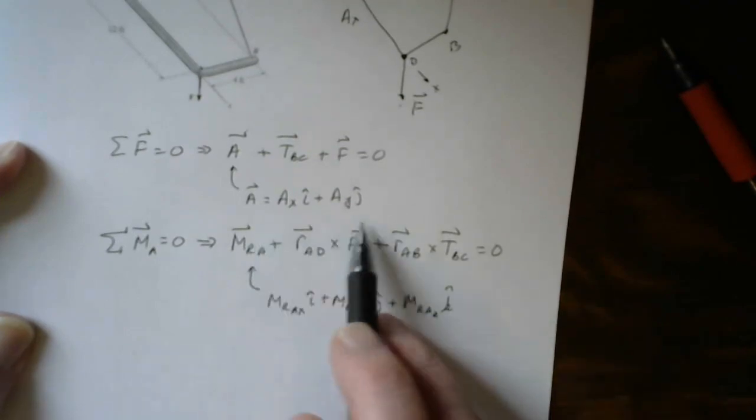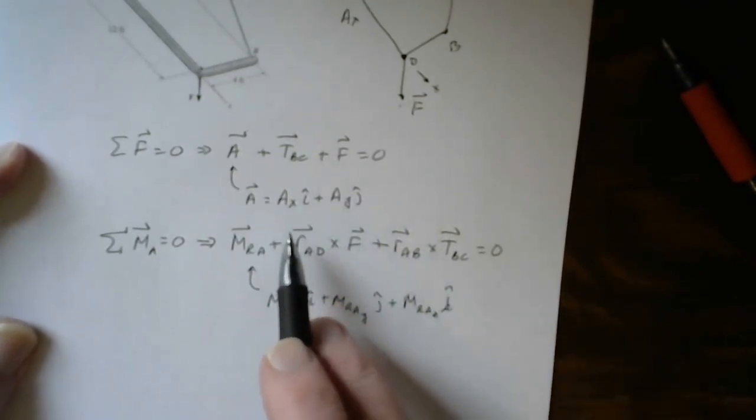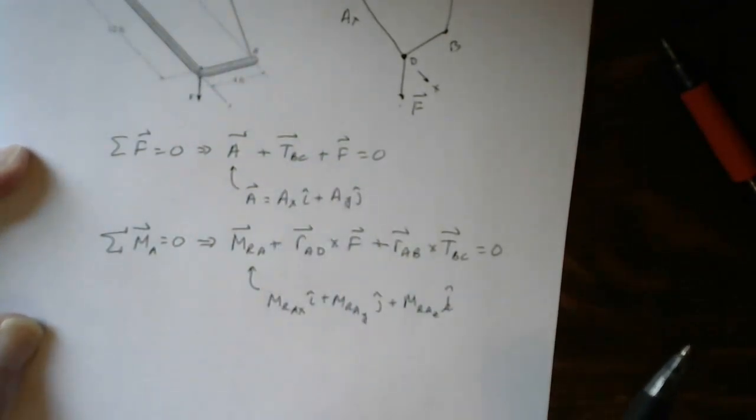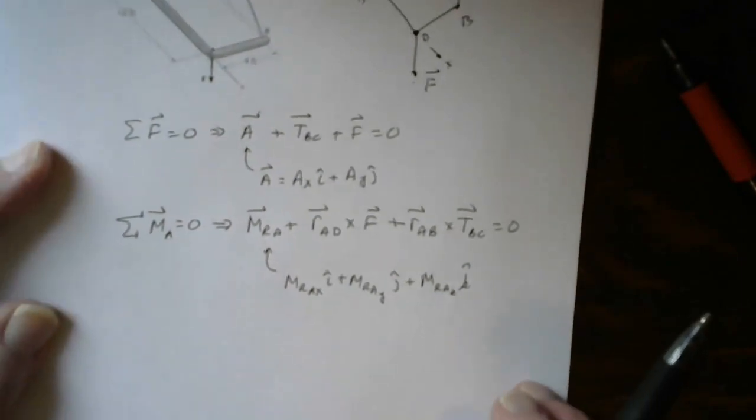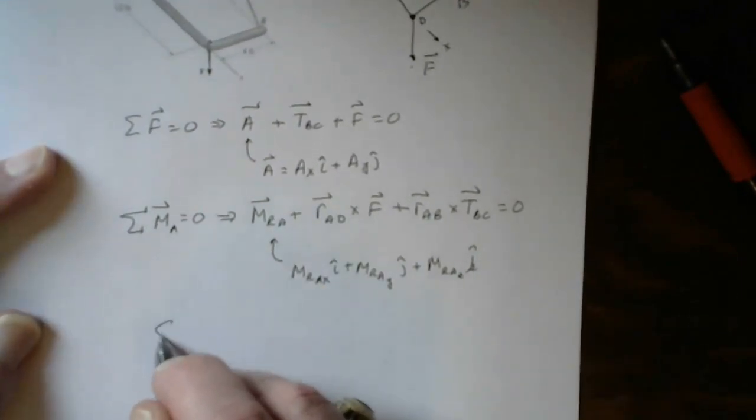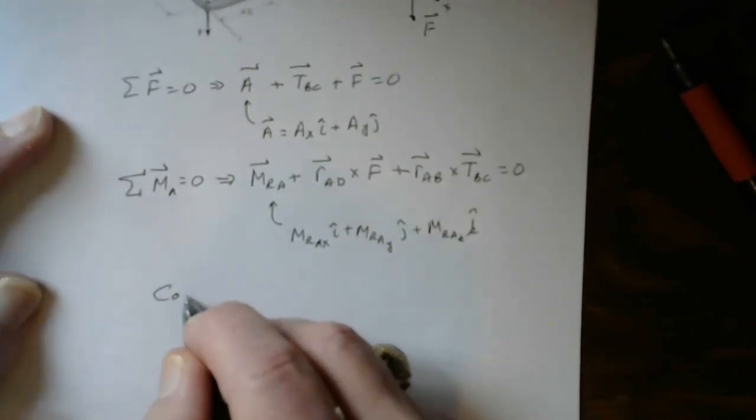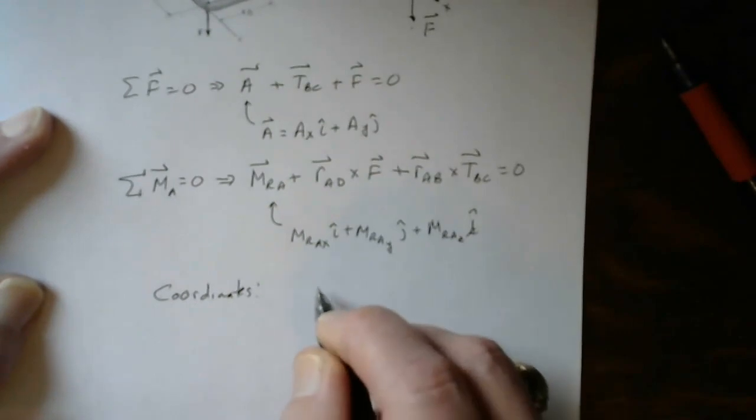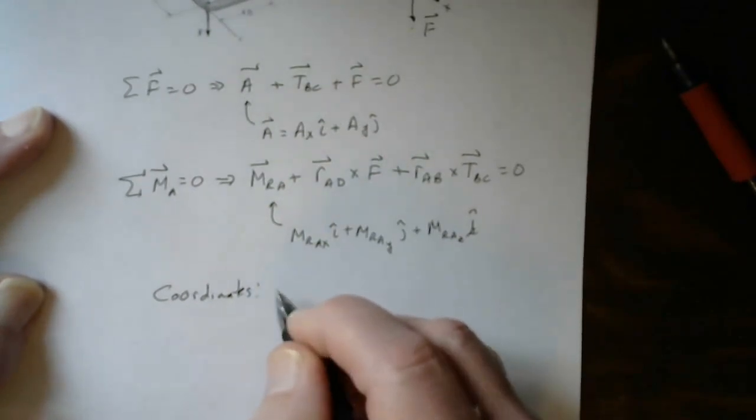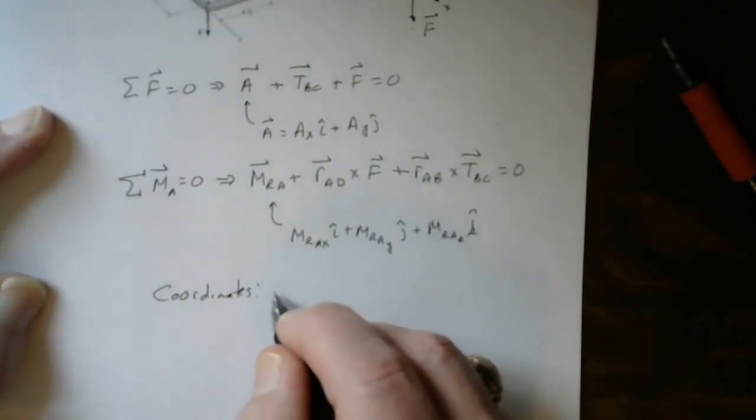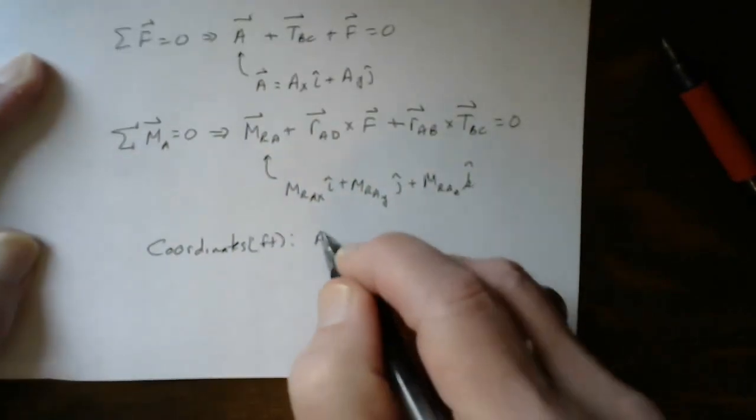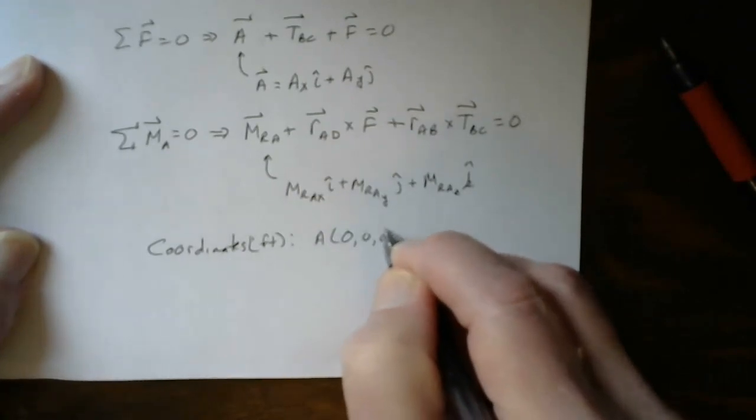But that's okay, because in my force equation there's only 3 unknowns, AX, AY, and TBC, so I can get them. It's also convenient to write the coordinates, which makes the arithmetic a little easier. These are in feet. So A is 0, 0, 0; the origin is at A.